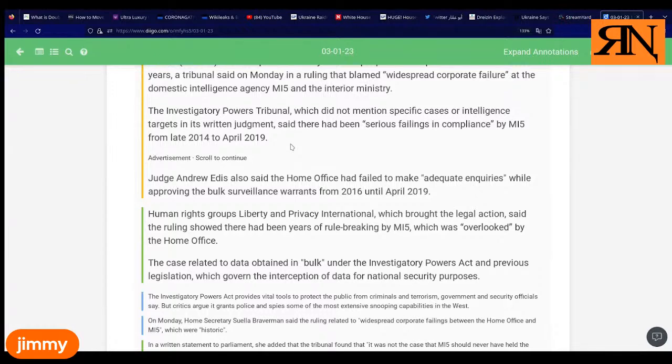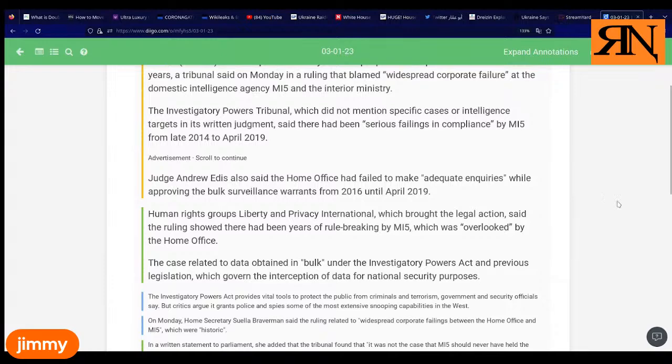And the judge here, Andrew Edis, also said the Home Office had failed to make adequate inquiries while approving the bulk surveillance warrants from 2016 until 2019. So we're talking about bulk surveillance warrants. Human rights groups Liberty and Privacy International, which brought the legal action, said the ruling showed there had been years of rule breaking by MI5, which was overlooked by the Home Office.